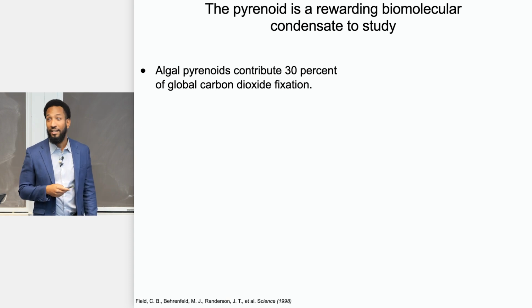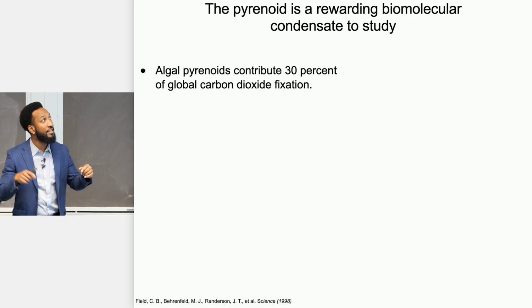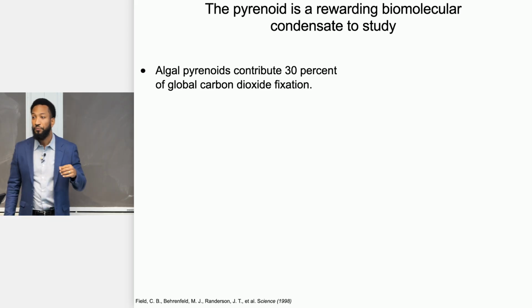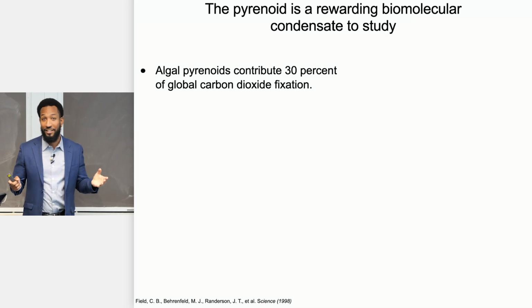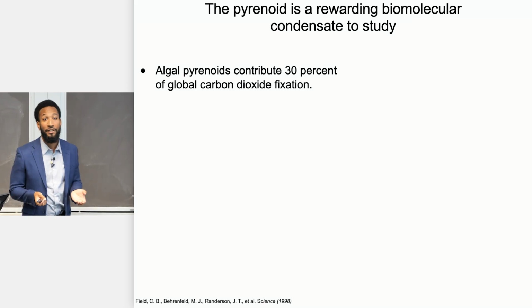50% is what? Say it again. Oh, 55% is forest, okay. Forests take in the carbon dioxide and release oxygen. 30% is actually done by algae. So there's a lot of algae, and 30% is a large number. And so this is why it's important to study.